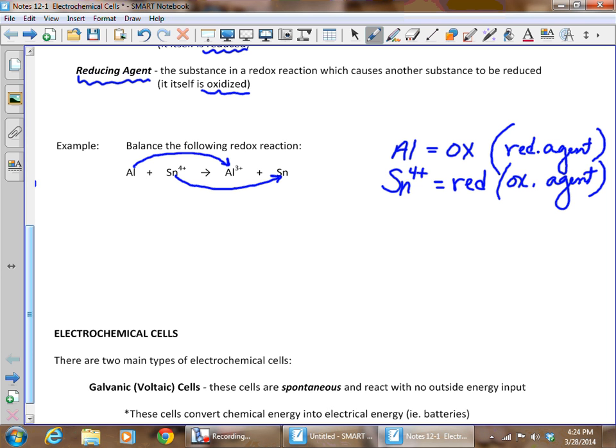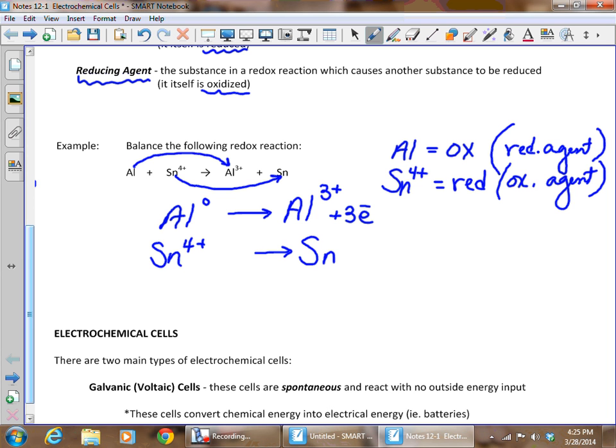So the half reactions will simply be showing that aluminum with a 0 charge, sometimes it's shown with that 0, is reacting to form aluminum with a 3+ charge. And when it does that, remember, when it's oxidizing, oxidation is loss of electrons, so we're going to be giving off 3 electrons. On the other hand, the tin 4+ ion is reacting to form the tin 0 metallic tin atom, and in the process it's going to require 4 electrons to do that.